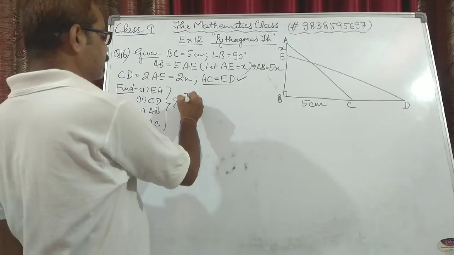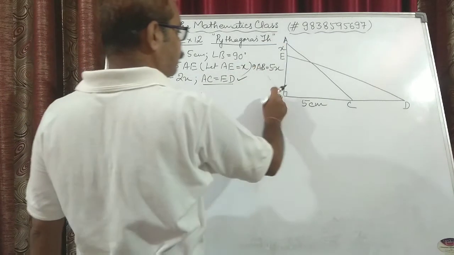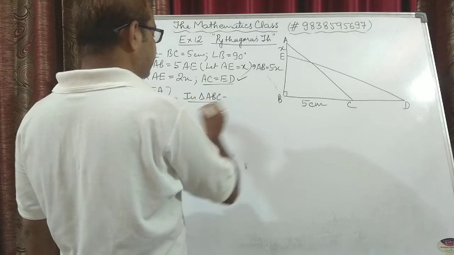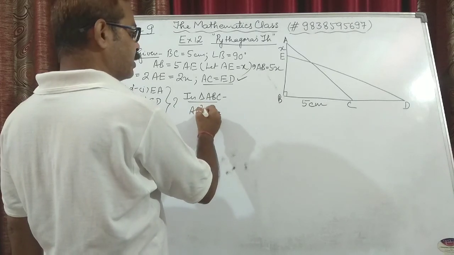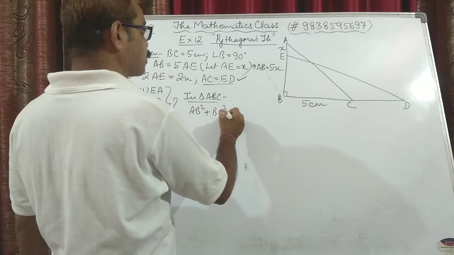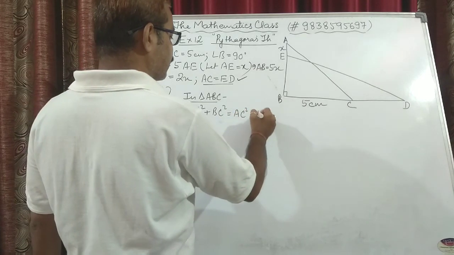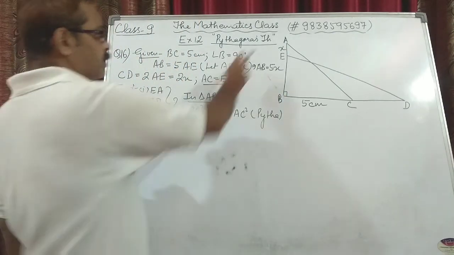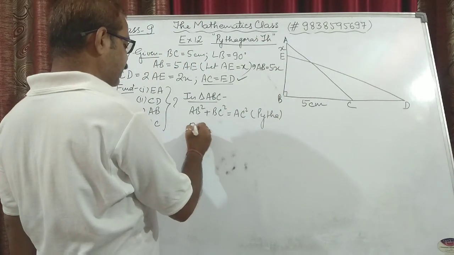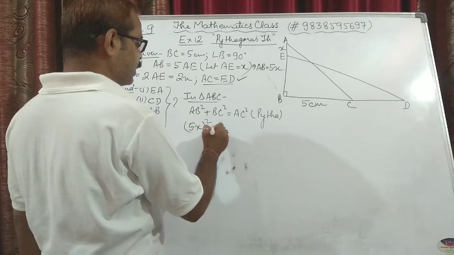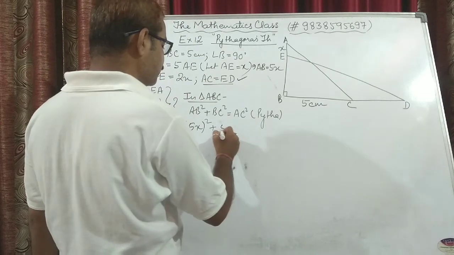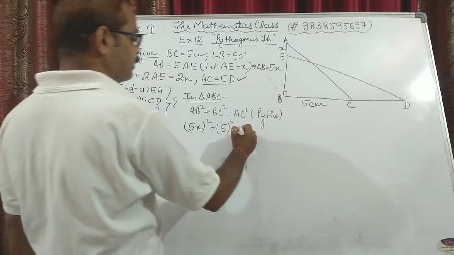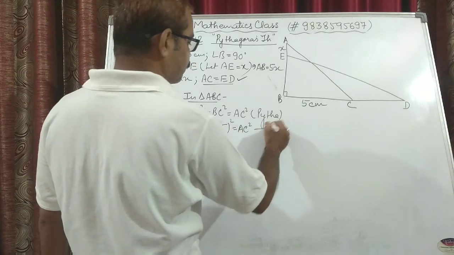Now if we consider triangle ABC, we can say AB square plus BC square is equal to AC square. Why? By Pythagoras theorem. Now AB is how much? 5x. So we are writing (5x) square plus BC is 5 given, so 5 square is equal to AC square. Let this be equation number 1.